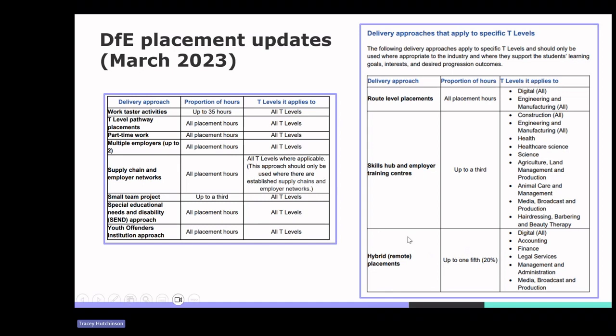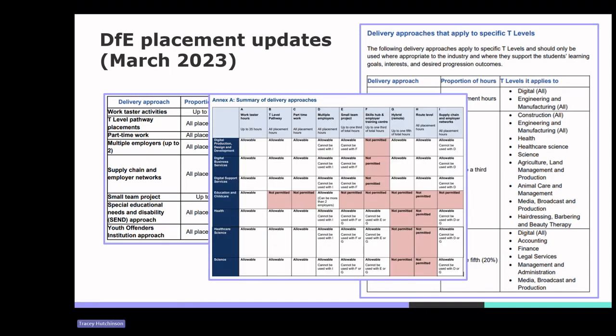So what can this look like? On the T-level DfE placement guidance page, you will find a document called Annex A. It gives a summary of the approaches, but it also gives a matrix. So how do you read this matrix? Having a look at health, the students can do up to 35 hours of work taster. They can do all their placements on T-level pathway or part-time work. They can have up to two employers. And they can also do a small team project or a skills hub, but you can't do both, which is up to one third.